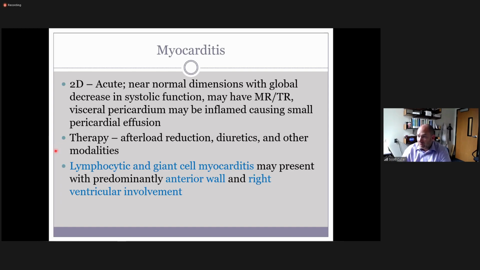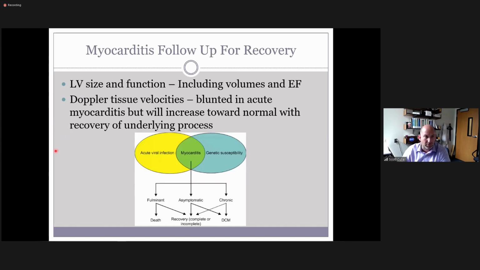Lymphocytic and giant cell myocarditis may present predominantly with the anterior wall and right ventricular involvement. So that was just a specific note for a specific pathologic process. It is one to note. I'm not going to test on it necessarily, but that could certainly be a registry type of question. Or something that makes you look super good in front of the docs when they ask those random questions to other medical residents, and the echo tech comes up and chimes in.